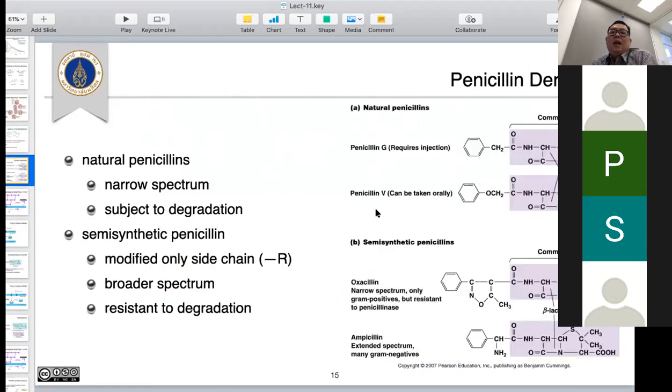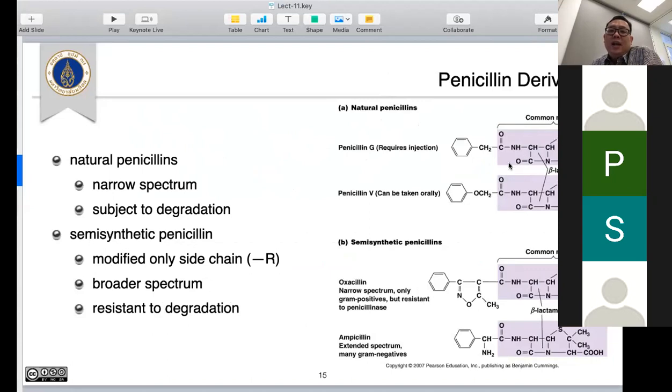Let's see penicillin. Penicillin is the first antibiotic we know. Previously, the first antibiotic we knew was penicillin G. The pen G, you see, this is beta-lactam. Once we applied pen G to bacteria, it killed bacteria very well, but bacteria fought back by developing some resistance mechanism. Bacteria developed an enzyme to digest penicillin.